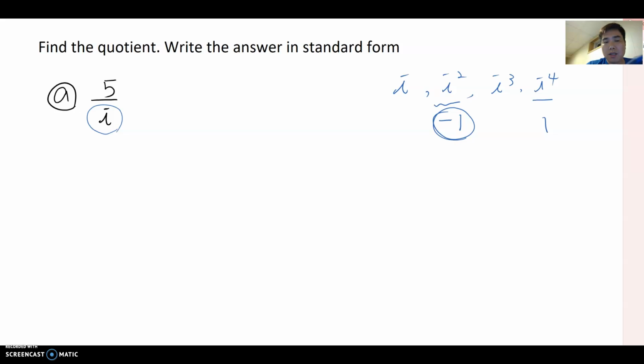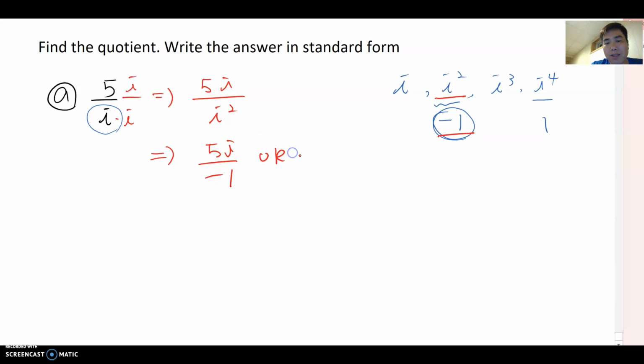But when you multiply, you must multiply by i on both the numerator and denominator, so that i over i equals 1, so nothing really changes. Then this becomes 5i over i squared. We know i squared equals -1, so the answer becomes 5i over -1, or we can write -5i. That should be the answer for this problem. Then let's look at one more question.